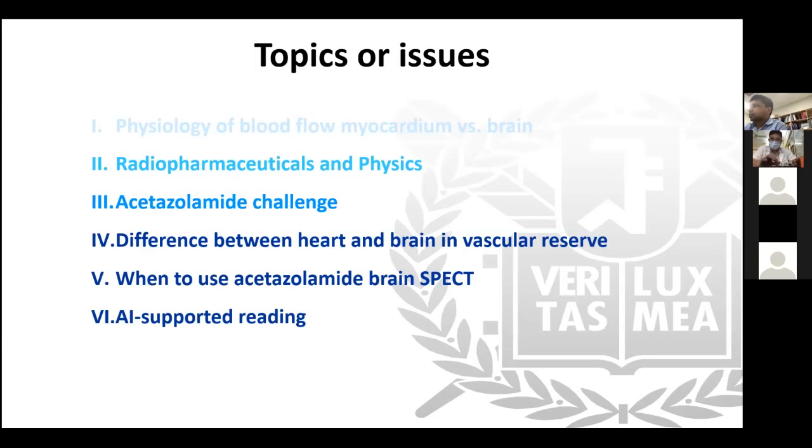And then radiopharmaceuticals and physics, and then acetazolamide challenge, and then the most important for nuclear medicine physicians, when to use acetazolamide brain SPECT, which is quite rare information. Why? Because even though the European colleagues established acetazolamide brain SPECT, they gave up using it and discarded it. So our Japanese colleagues used it, and finally they taught us, and it prospered in Japan and Korea.